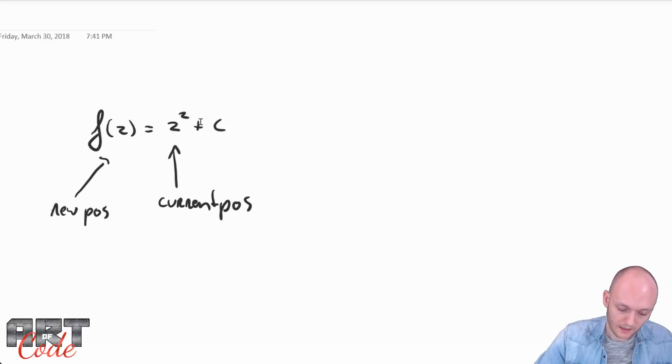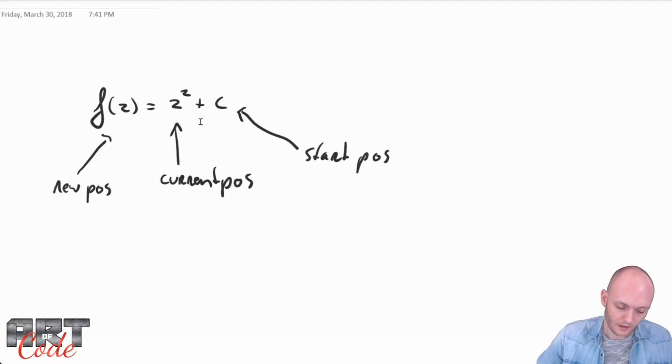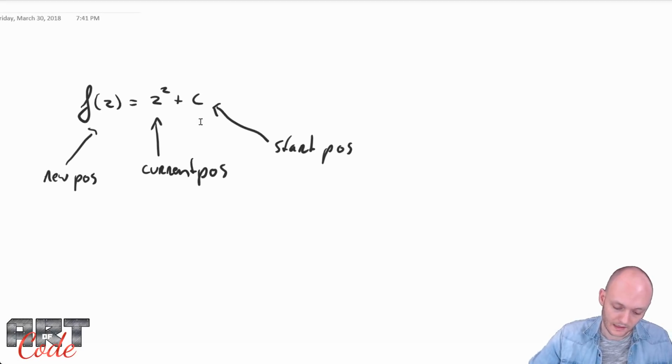All right, and last but not least, over here we have the start position. All right, and Z and C are complex numbers.